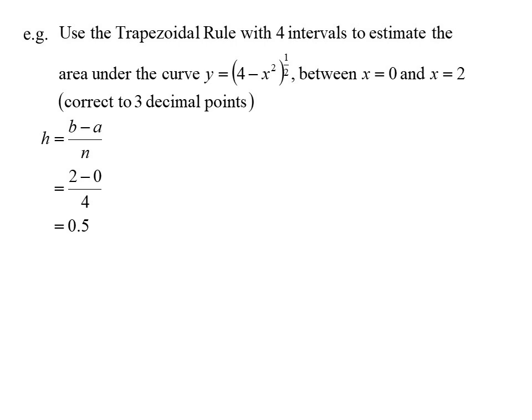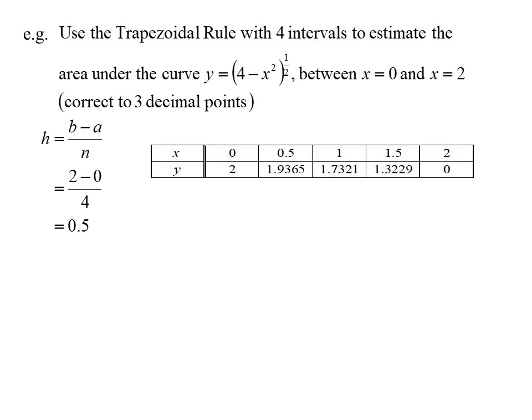But basically we're breaking up into 4 sections. I know the width of each of my section is 0.5, so I will draw up a table of values: 0, 0.5, 1, 1.5 and 2, and work out the function value. They've asked me to do it to 3 decimal places. I usually carry through an extra decimal point in my calculation so I don't get rounding errors, and then I round off at the last stage back to the 3rd one.